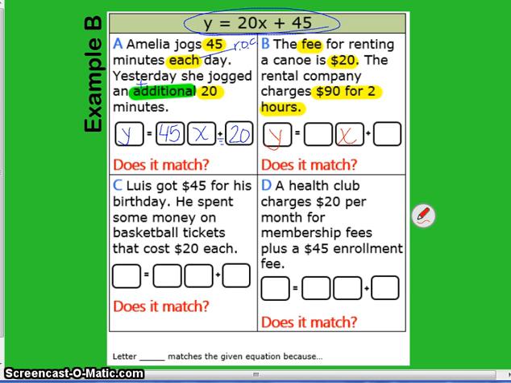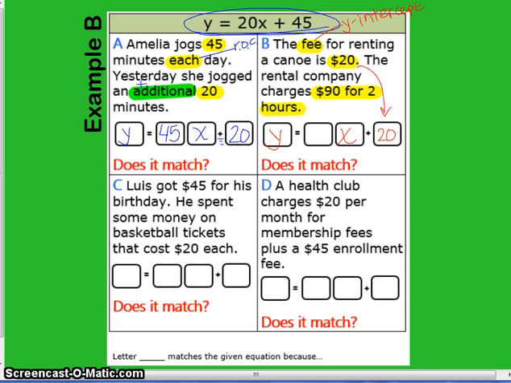And then next what I'm going to do is fill in this fee, because I know that the fee is always my y-intercept. Anytime I have a fee, it goes here. So 20 goes as my y-intercept. So the only thing I have left is to find that rate of change.